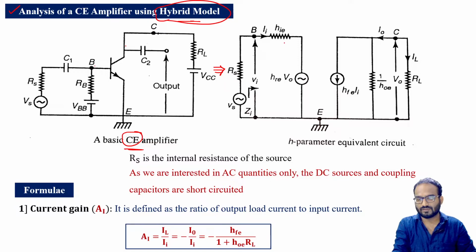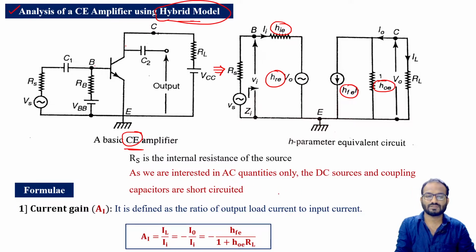So you can see here the H parameters HIE, HRE, HFE and HOE. We'll be getting some formulas involving these H parameters, and as you can see, this Vs is the input, Rs is the internal impedance, and HIE you can say is the input impedance, Zi. On the other hand we have RL, the load, 1 by HOE is there, and HFE into Ib is there. So this is the output section, this is the input section. As we are interested in AC quantities only, the DC sources and coupling capacitors are short circuited. Okay. Now let's come to the formulas.